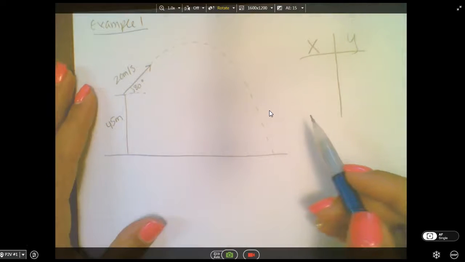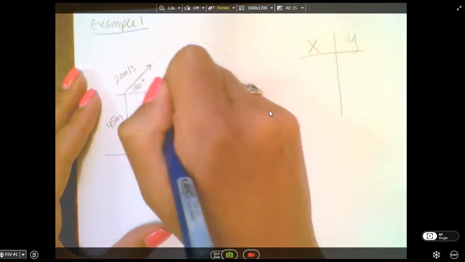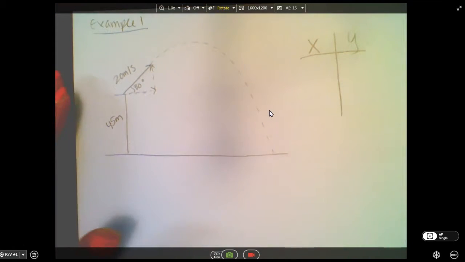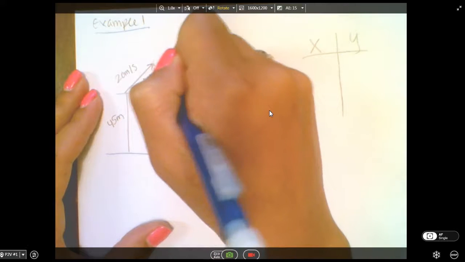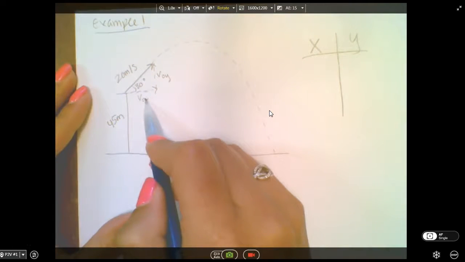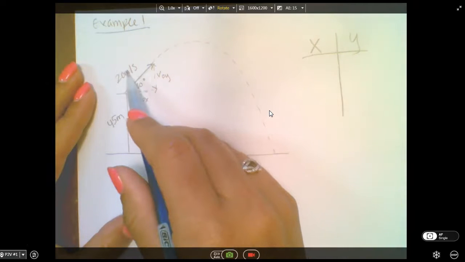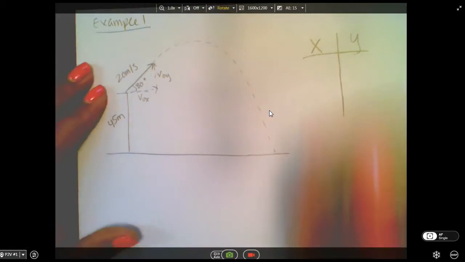So the first part is to figure out, we have the initial velocity given and we can draw the components of the initial velocity. So this would be v naught x and this would be v naught y. Since we have an angle and we have the hypotenuse, we can use our SOHCAHTOA and solve for this. For the x direction, it would be cosine. So it's going to be cosine 30 times 20. And you'll notice that this will become habit. So cosine 30 times 20 is going to give us 17.32.